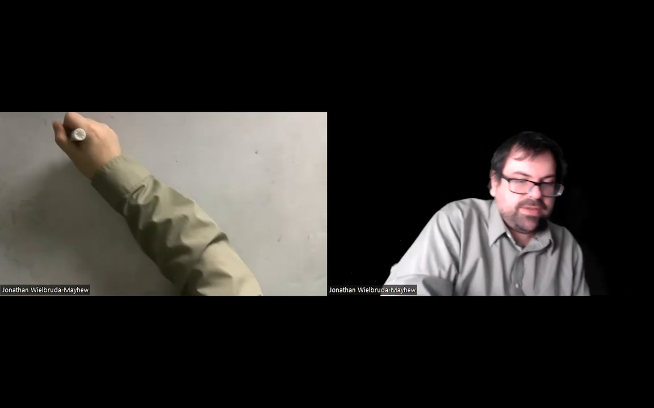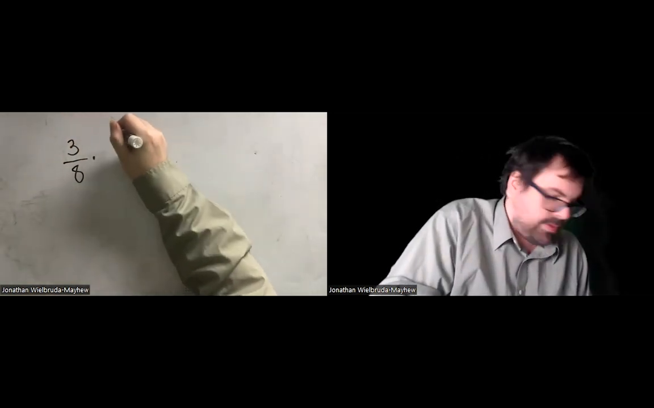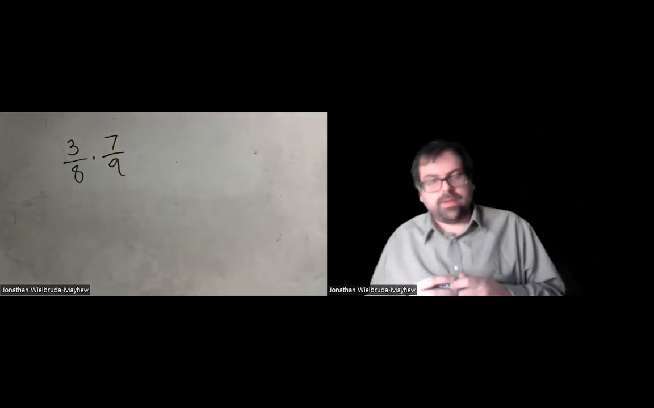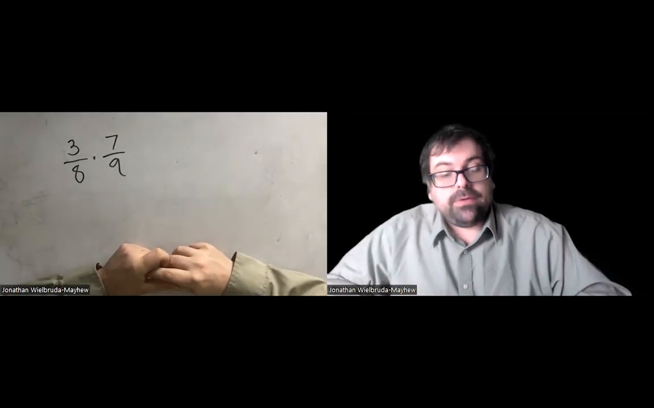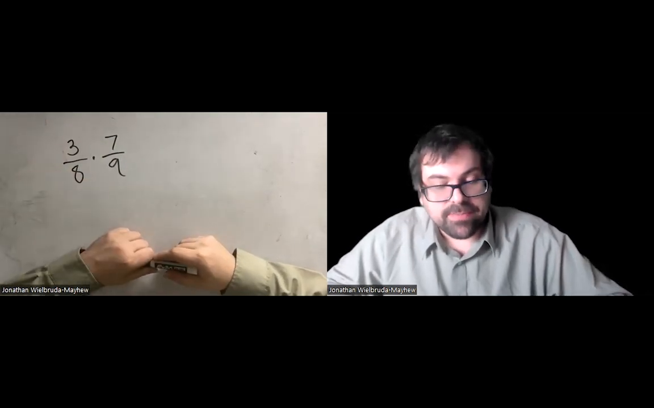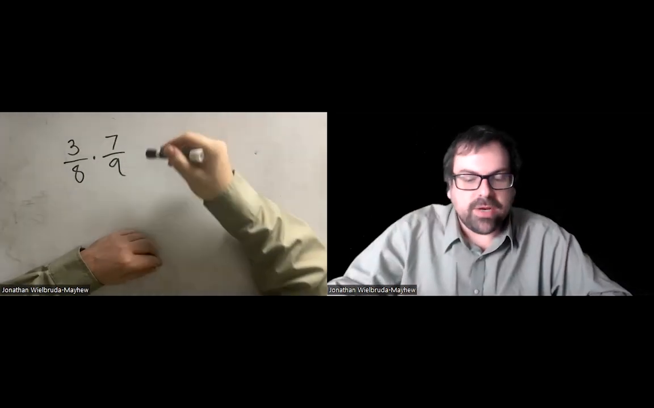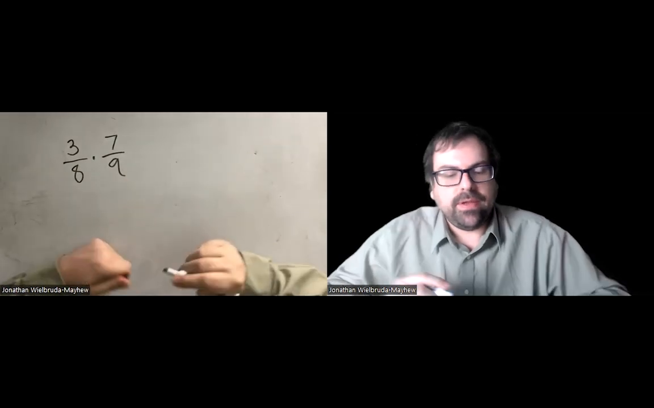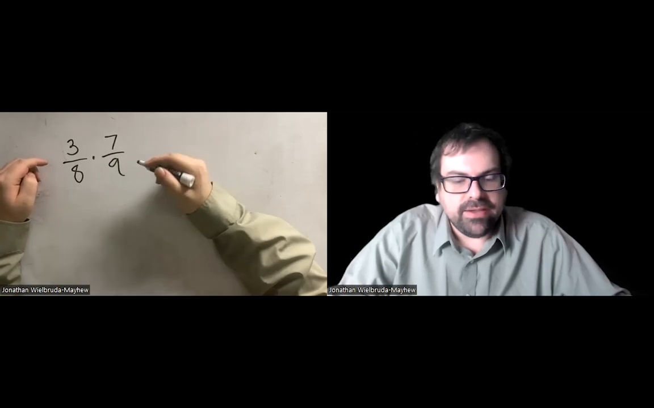Feel free to try this one if you want. Now, you could multiply straight across the top and straight across the bottom. That's how we multiply fractions after all. You'd get 21 over 72, but then that would have to be reduced. Or you could use the canceling process. You can take care of all the reducing up front.